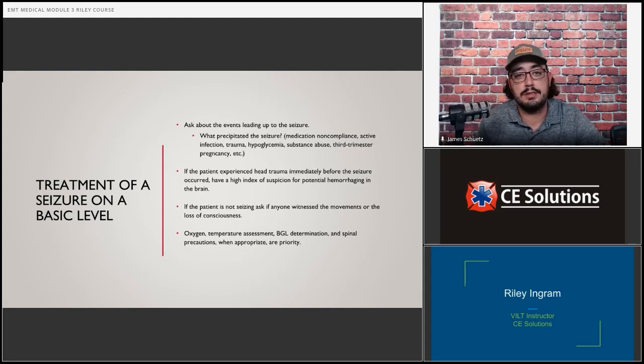Which, that third trimester pregnancy, we know what that is, right? If the patient experienced head trauma immediately before the seizure occurred, have a high index of suspicion for potential hemorrhaging in the brain. All right, so you could have a possible bleed there. If the patient is not seizing, ask anyone that witnessed the movements or the loss of consciousness. Oxygen, temperature assessment, BGL determination, and spinal precautions, when appropriate, are a priority. Okay.